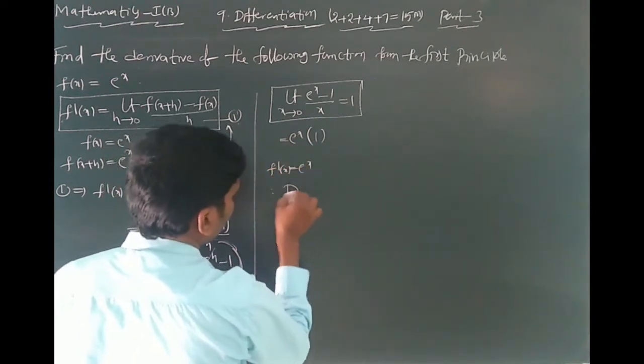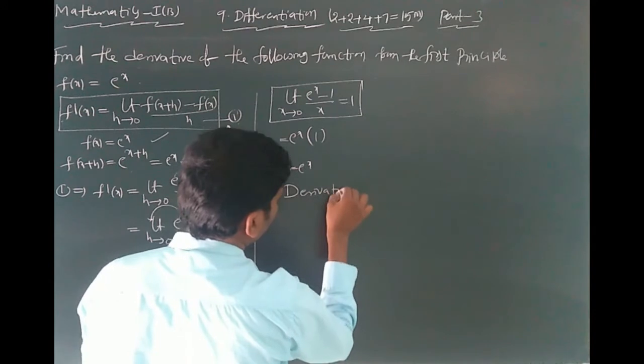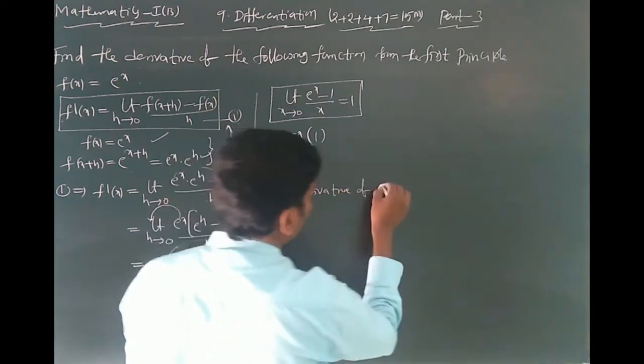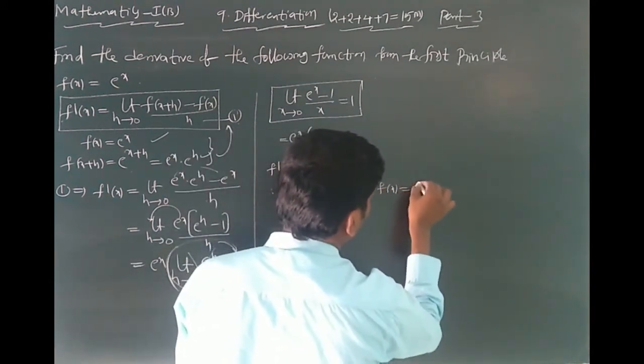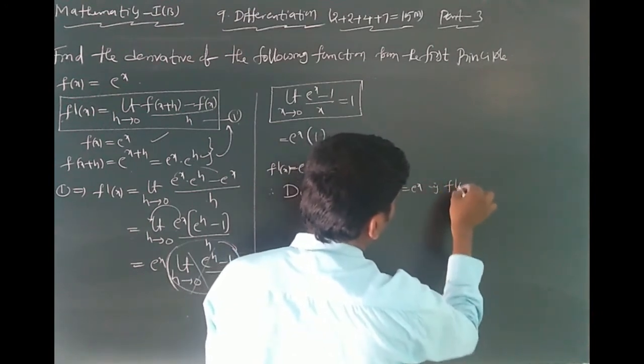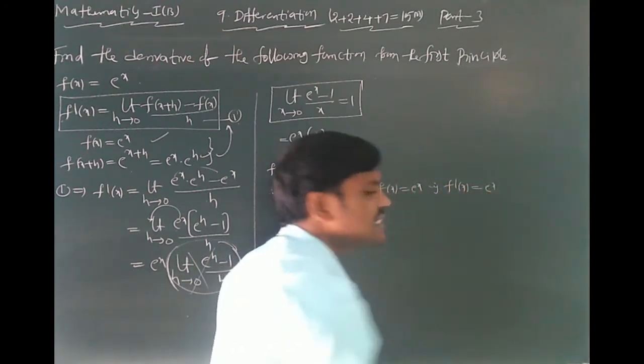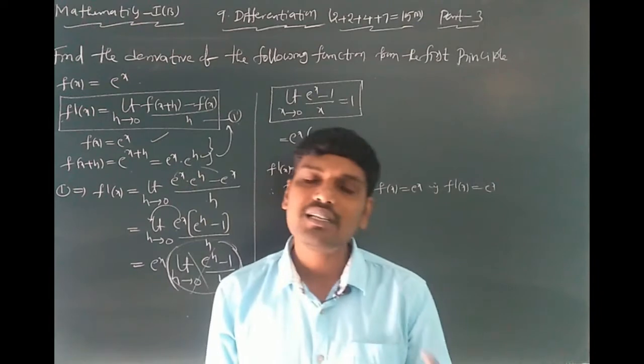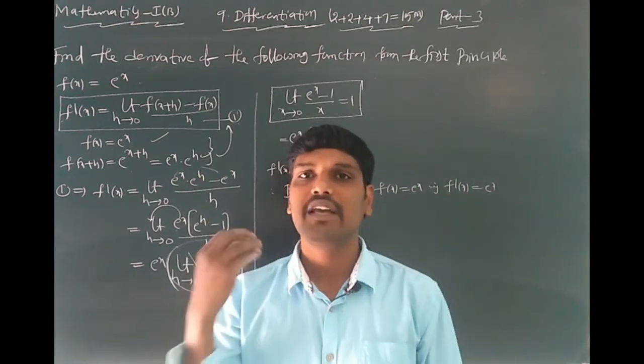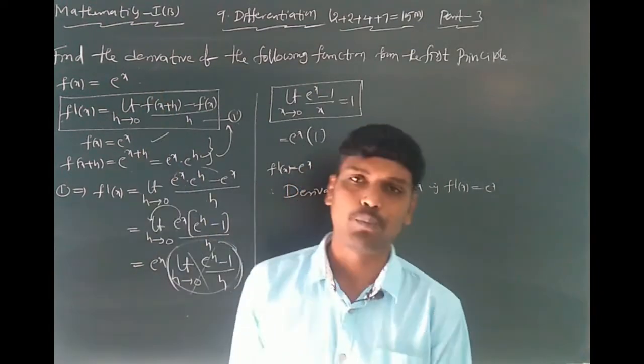Therefore, the derivative of f of x is equal to e power x is e power x. Very easy formula. The e power x derivative is e power x. That is a very easy formula and a very easy proof.